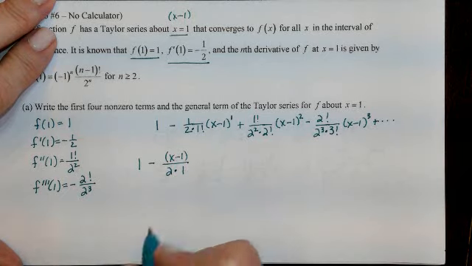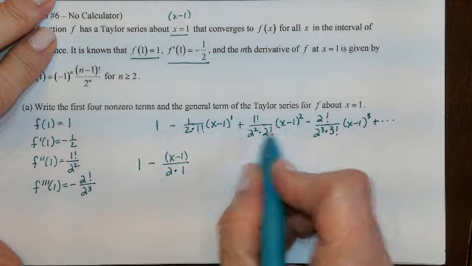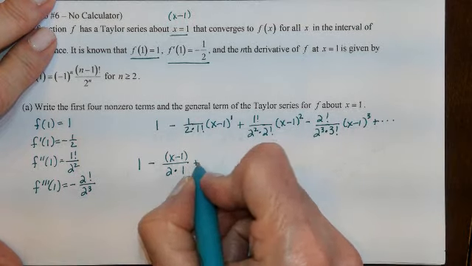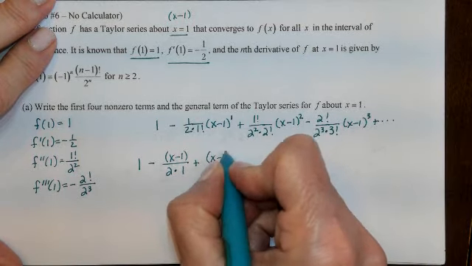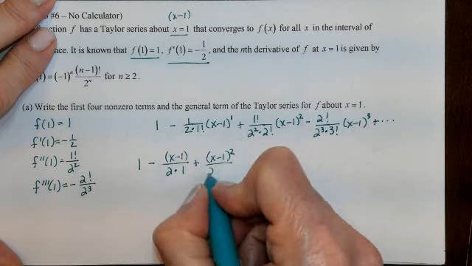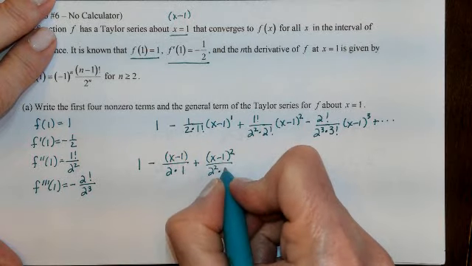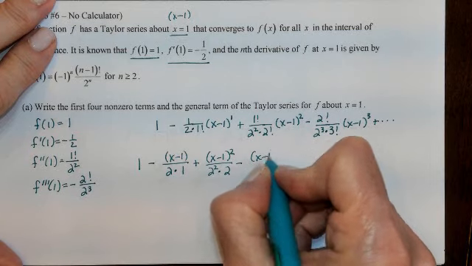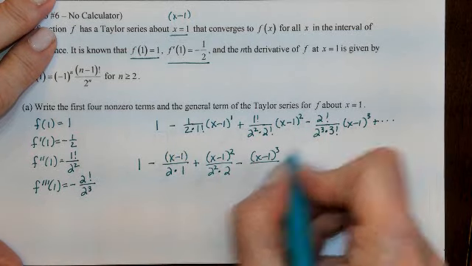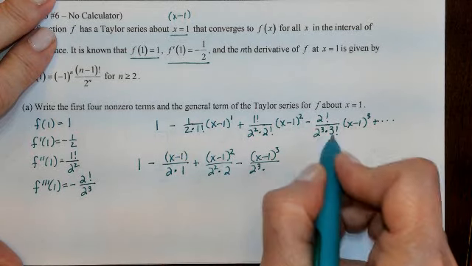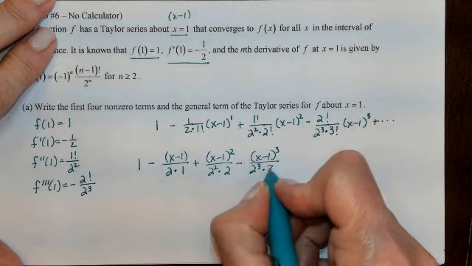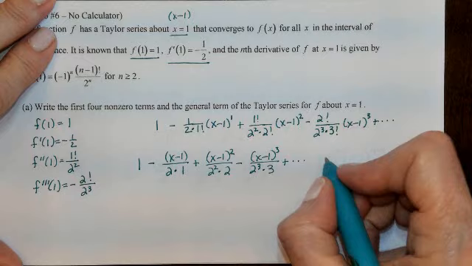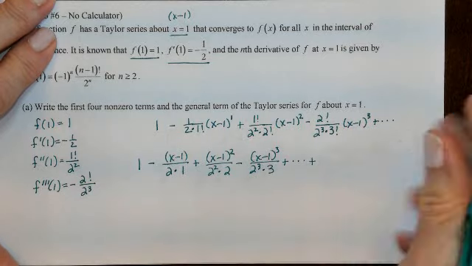Okay. You could even write this as 2 to the first if you wanted to really see that pattern, right? Plus, this will be (x minus 1) squared over 2 squared times 2, minus (x minus 1) cubed over 2 cubed times, again, those reduce to just a 3, plus dot dot dot. Okay, time for a general term.